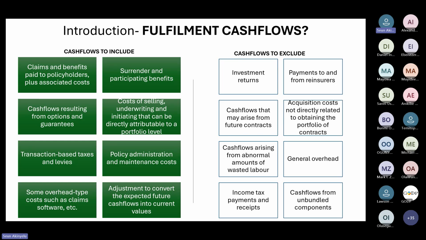Acquisition costs not directly related to obtaining the portfolio of contracts, meaning that you are spending money on adverts, and you have the opinion that adverts will give me many customers. You might be correct indirectly to say it looks like an acquisition cost, but it is not directly attributable or directly related to obtaining that portfolio, so it's out. Cash flow arising from abnormal amount of wasted labor, out. General overhead, out. All of those general things, out.